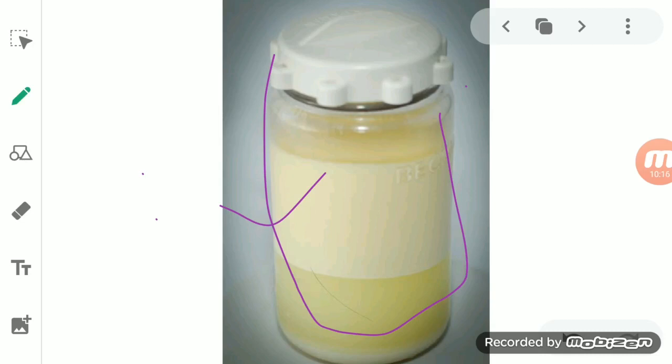Not only this, you use a lot of other things also, which show examples of centrifugation, like the washing machine. So what happens in the washing machine? When you put the clothes in the washing machine, it starts rotating. Okay, and due to this rotation, the machine helps in squeezing out the water from the wet clothes and making them dry.